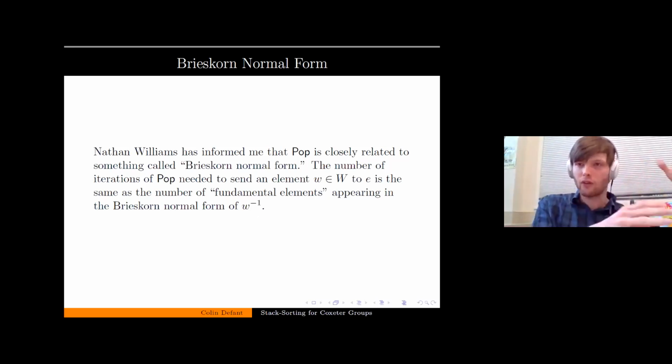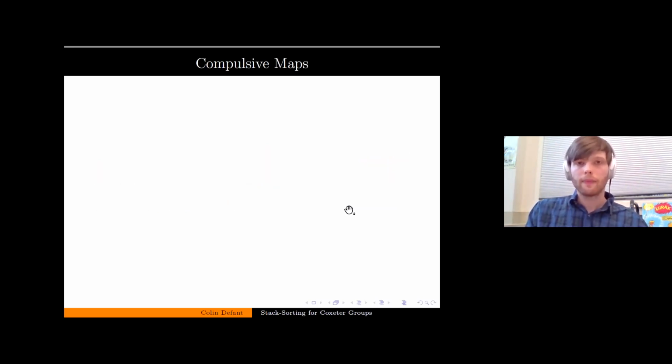There's this sort of algebraic connection with this Brieskorn normal form. And so the theorem that I had a couple slides ago is telling you something quantitative about how many fundamental elements can appear in a Brieskorn normal form for your Coxeter group. Okay.